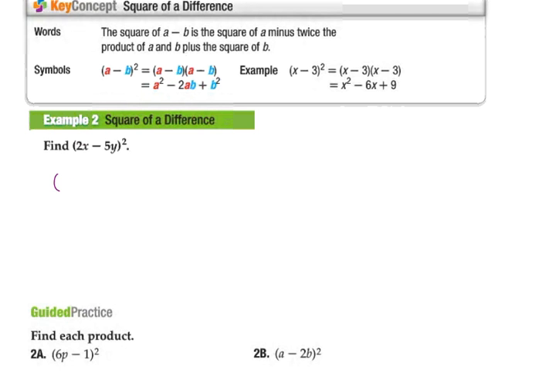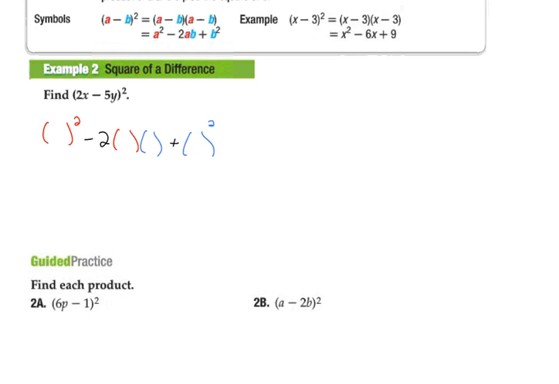I know that I'm going to be taking my first term squared. Now I'm subtracting twice the product of the first term and the second term. But I am adding that last term. And the reason being is that we're always taking a negative times a negative, which is going to be a positive. A negative plus a negative is always going to be negative. That's why we have a negative and a positive in this problem.